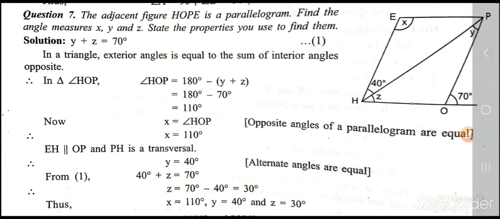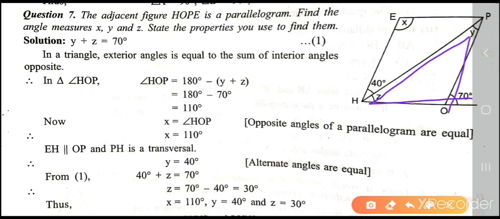Now you should find the values of x, y and z. So what about x and z? Now you take this as a triangle, and 70 is your exterior angle. How can you tell that? Angle y plus angle z is equal to 70 degrees, the exterior angle. So you write y plus z is equal to 70 degrees and mark it as equation 1.